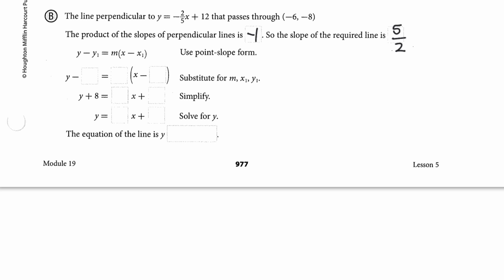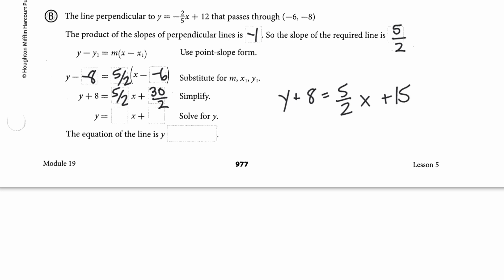We're going to use point slope form. Substitute for m, x1, and y1. Simplify. We have 5 over 2x. That minus a negative 6 turns into positive 6. 6 times 5 is 30 over 2, which can also be written as 15. So it could say y plus 8 equals 5 over 2x plus 15.